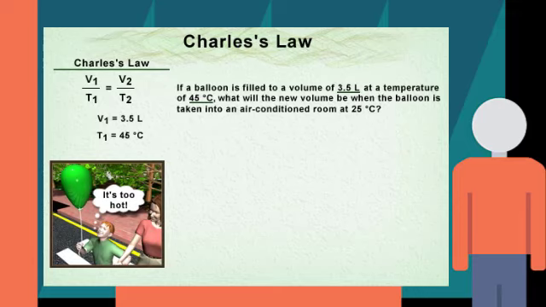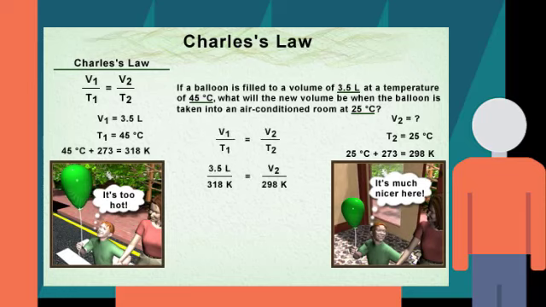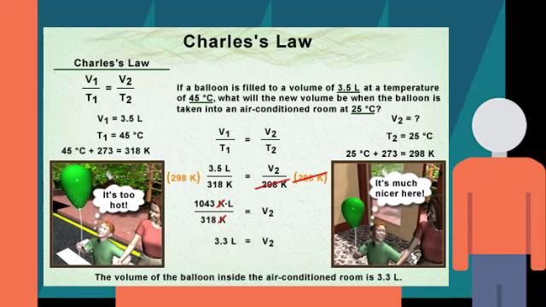Remember that a Kelvin temperature must be used, so 45 degrees Celsius must be converted to kelvins, which can easily be done by adding 273. This yields the temperature 318 kelvins. When the balloon is taken inside, the new temperature is 25 degrees Celsius, which converts to 298 kelvins. So now the new volume can be calculated. Substituting all the numbers in the equation and doing the math, you find that the volume of the balloon inside the air-conditioned building is 3.3 liters.